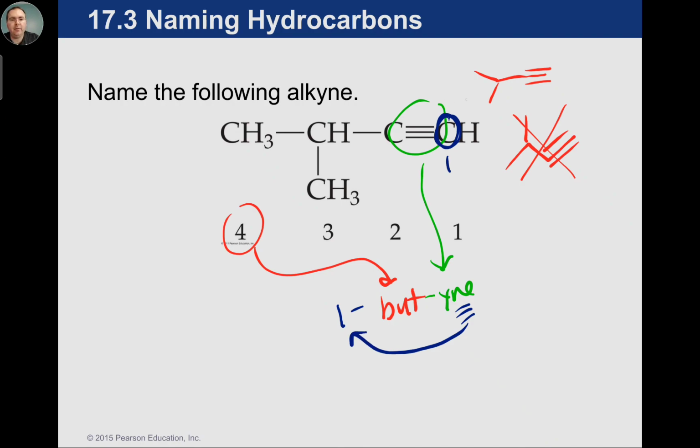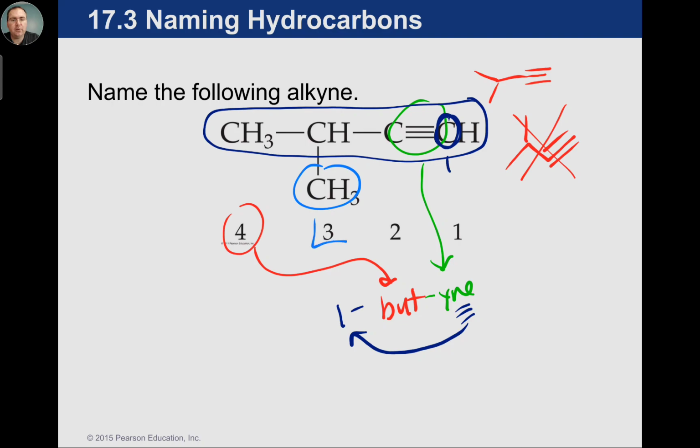And then of the parent, which is this one here, we do have a branch. That branch is only 1 carbon. It's located at carbon number 3. So it's located at 3, but it's only 1 carbon long, so 3-methyl. Notice the location of the triple bond determined its location. So the location of multiple bonds is always looked at first.